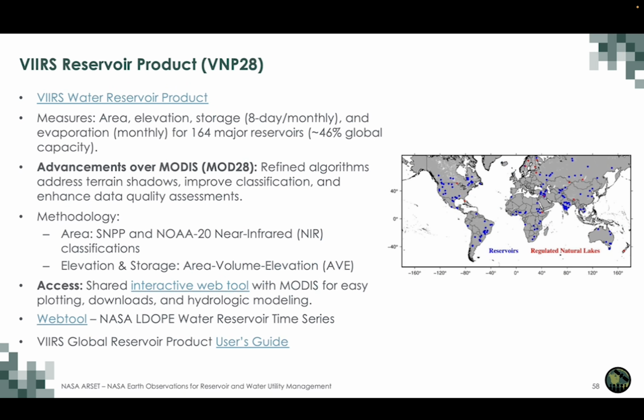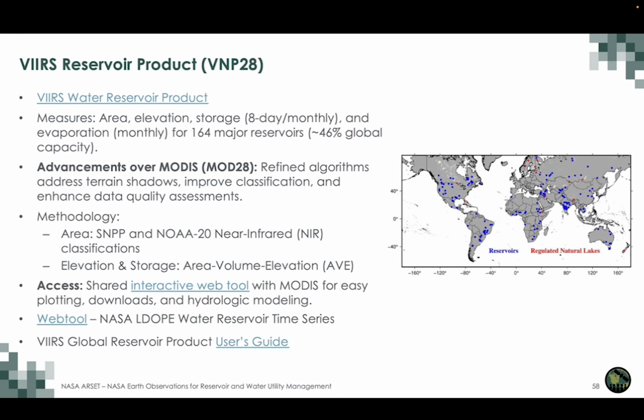Building on the previous slide, we also have the VEERS reservoir product, or VNP28. Like the MODIS version, it provides 8-day and monthly measurements for area, elevation, storage, and evaporation across the exact same 164 major global reservoirs. The key difference is its advanced algorithms.